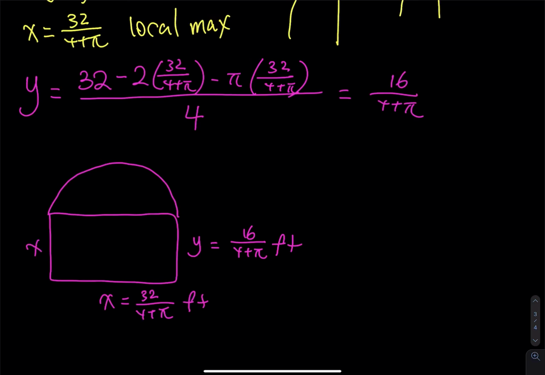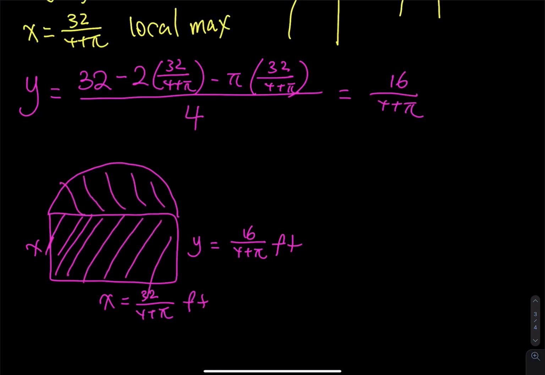If you let x be that value and y be that value, this has the maximum area. So the area is maximized, this area plus this area. Also, the total perimeter is 16, so this plus this equals 16 feet. All right, that is the end of this problem.